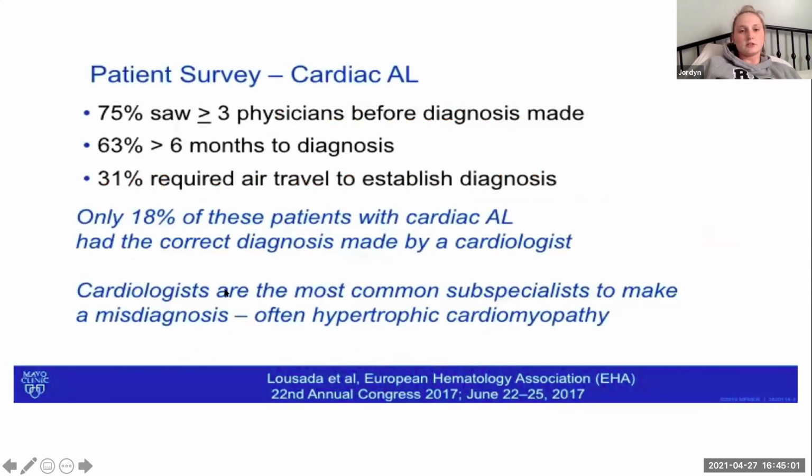And when you look into the research, I do my clinical rotations, and I happened to stumble upon a patient with amyloid through using strain, and I didn't even realize that strain had pointed out that he had amyloid. So I wanted to do more research into it, and I couldn't believe that 75% of cardiac amyloid patients saw over 3 physicians before their diagnosis was made, and only 18% of the patients had the correct diagnosis made. And I also found out that cardiologists are the subspecialty most likely to make a misdiagnosis.